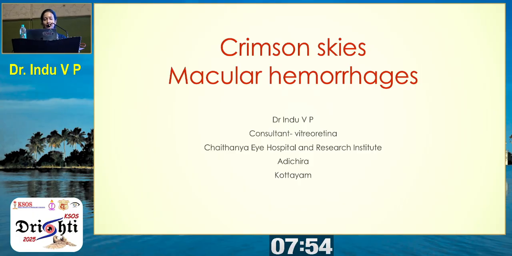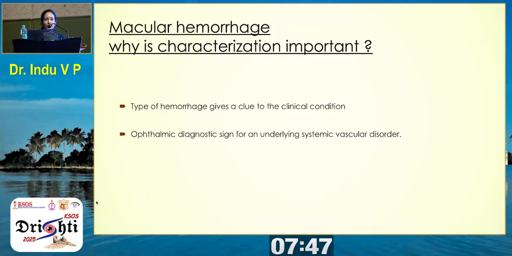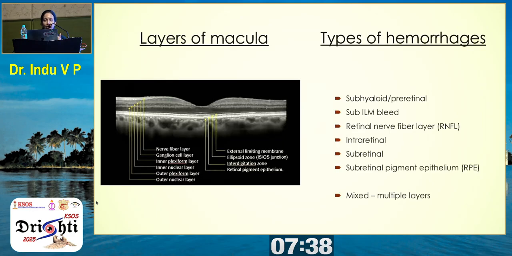Crimson skies, macular hemorrhages. Macular hemorrhages occur due to alterations in the retinal or choroidal circulation. So why is characterization important? One, it gives a clue to the clinical condition, and two, it is a diagnostic sign for an underlying systemic vascular disorder. Based on which layer the hemorrhage happens in, it can be divided into subhyaloid or pre-retinal hemorrhage, sub-ILM bleed, RNFL bleed, intraretinal bleed, subretinal and sub-RPE bleed, and very rarely mixed bleeds which happen in multiple layers.